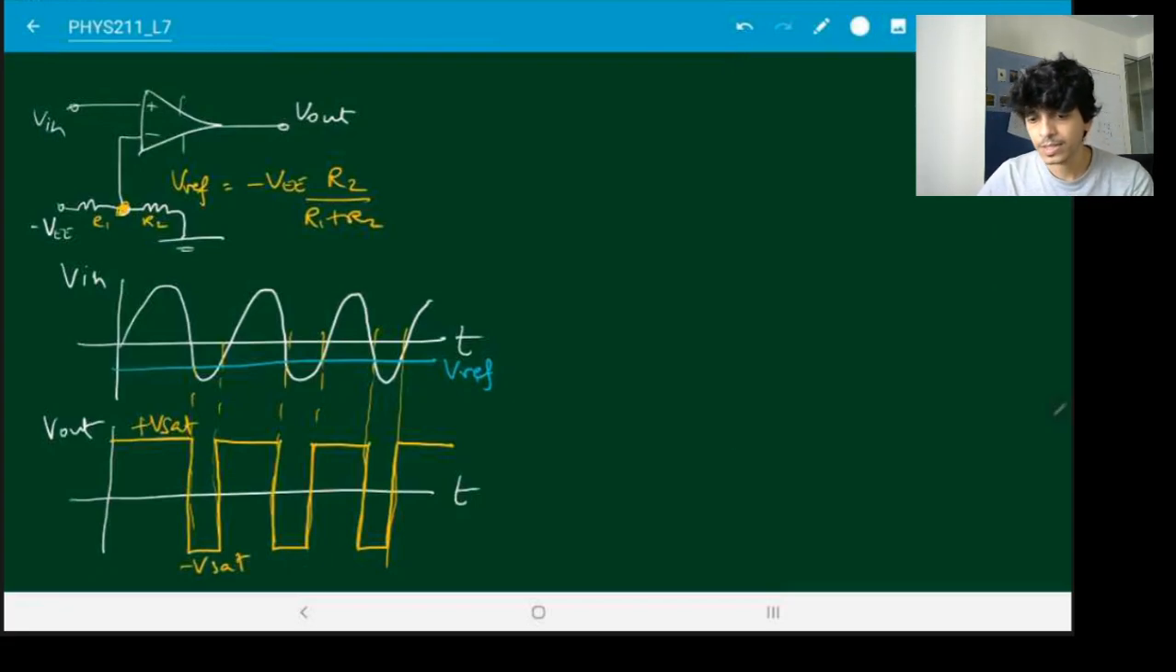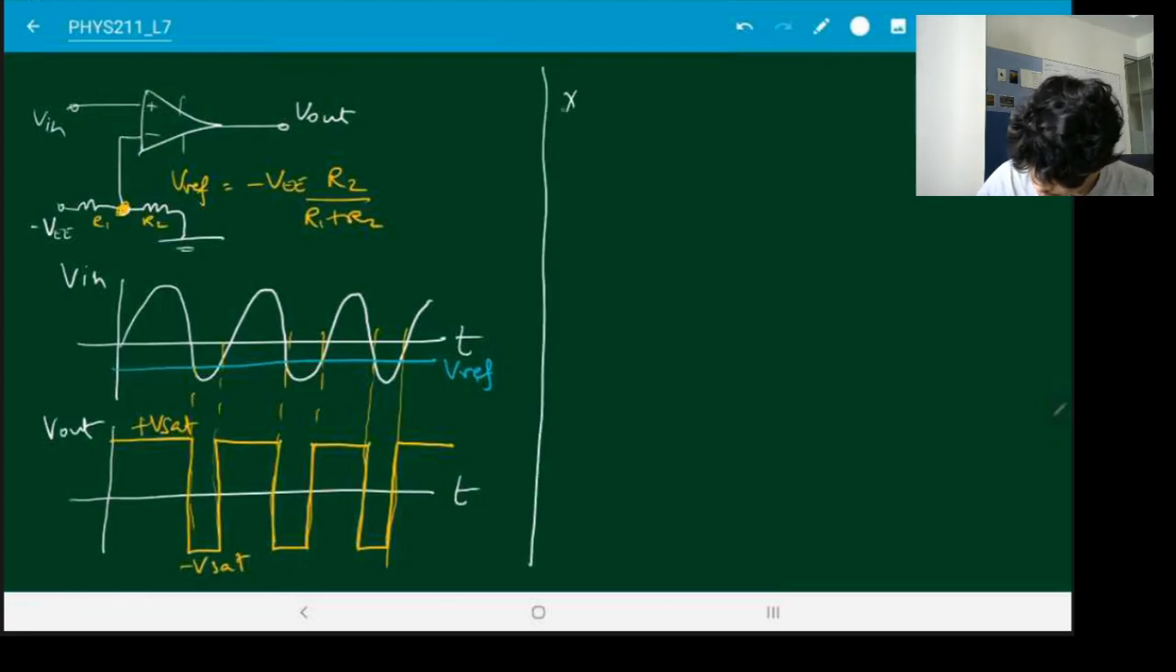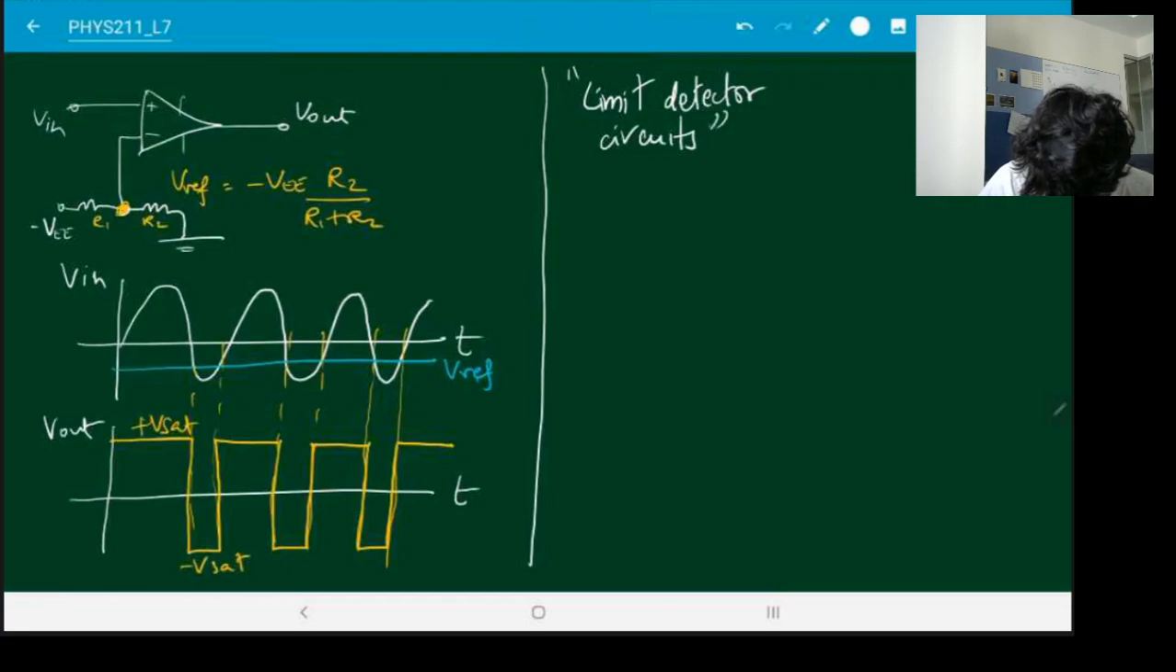What is the point of these kind of comparator circuits? These are sometimes called limit detector circuits. What does that mean? Whenever you need to check whether some physical quantity has crossed a certain threshold, that is when you will use these kind of circuits. These circuits are very good at determining where you are relative to some threshold.